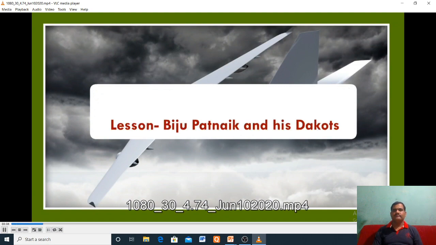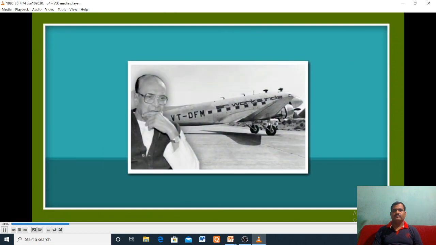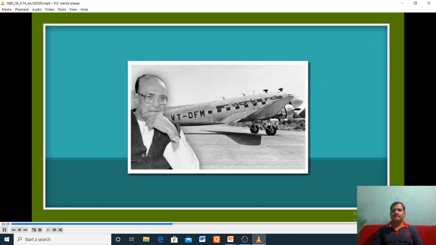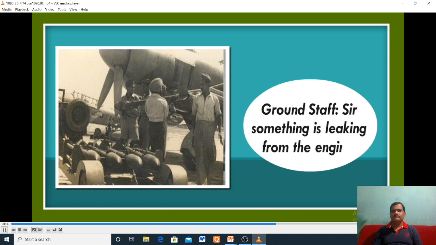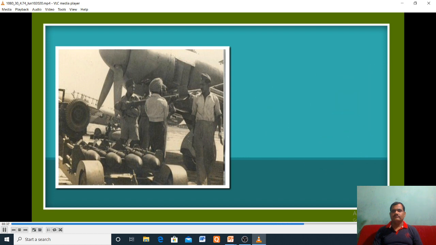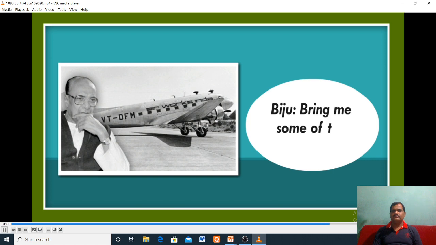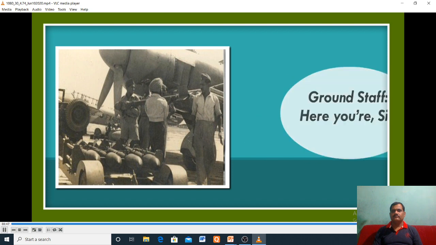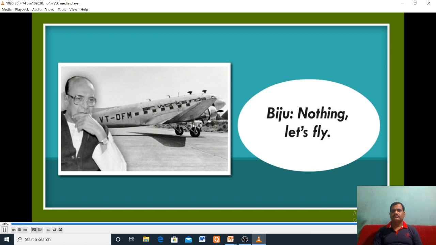Biju the Pilot and his ducks. This is chain drill activity. Listen and repeat the dialogue, one student after the other. This is Biju's plane, which flies during the storm. Listen to this dialogue and rehearse. Teacher versus student first, then student versus student, and finally in pairs. Ground staff: Sir, something is leaking from the engine. Biju: Bring me some of the leaking things. Ground staff: Here, sir. Biju: Nothing. Let's fly.